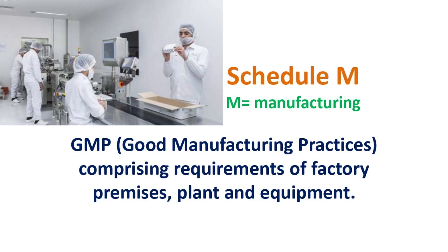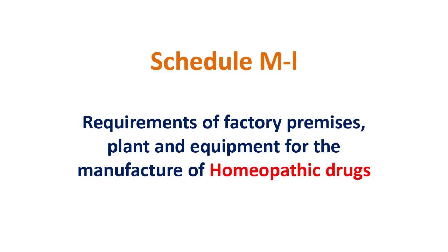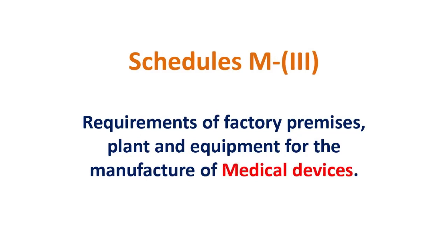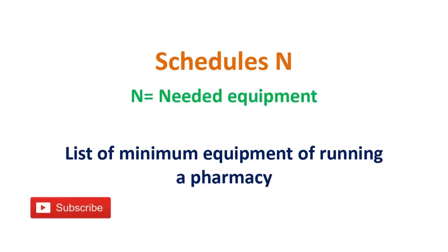It again consists of three subschedules, that is M1, M2 and M3. M1 is requirements of factory premises, plant and equipment for manufacturing of homeopathic drugs, and M2 is for manufacturing of cosmetics, and M3 is for manufacturing of medical devices. Schedule N. N for needed equipment. It consists of list of minimum equipment for running a pharmacy.